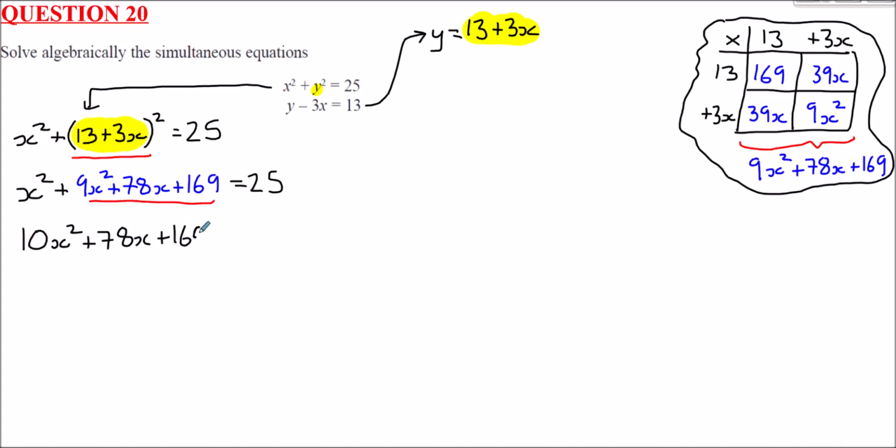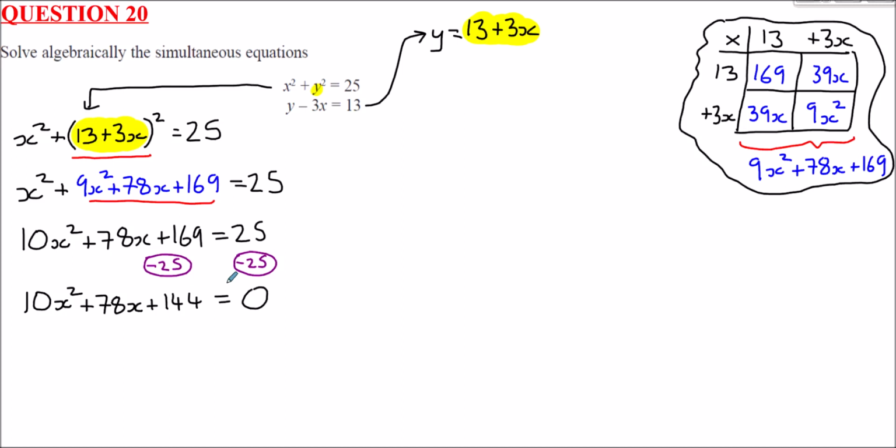plus 169 equals 25. Now if I'm going to try and factorise this, it's a non-calculator paper, so I'll be thinking factorising it, if possible. I need to get everything onto one side, so it equals 0. So I need to take away 25 from both sides of this equation, so I've got 0 on this side. So then, you're going to have 10x squared plus 78x, 169 minus 25 is 144, and that's going to equal 0.